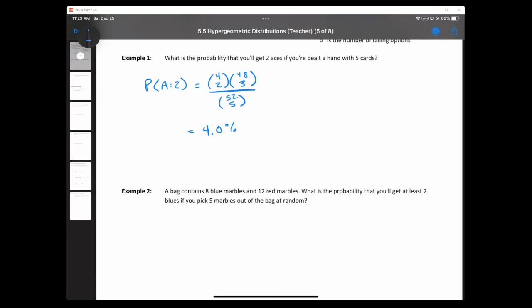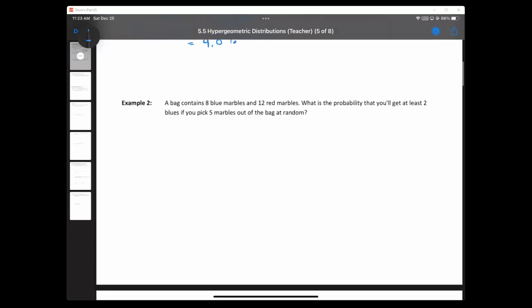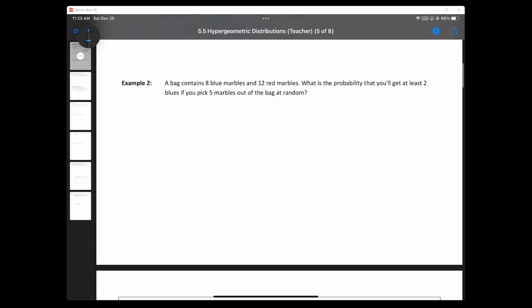Example 2. A bag contains 8 blue marbles and 12 red marbles. What is the probability that you'll get at least 2 blues if you pick 5 marbles out of the bag at random? Before we do this, I just want to again reiterate why this is hypergeometric.